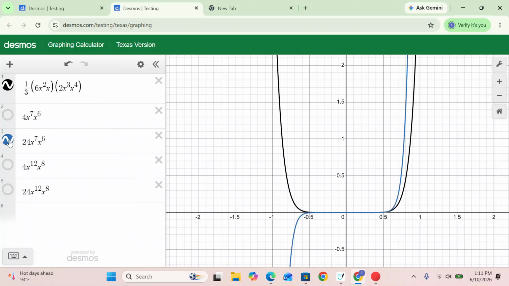Then I check the second one. Is that one equivalent? No, because it's not on top of each other. So that one's bad. The third one, not equivalent. Almost, but still not equivalent. We're looking for it to be right on top of it. And this one. Oh, not equivalent.